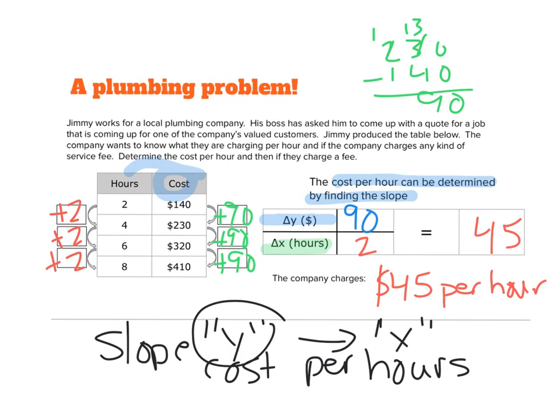So that's step one. Now what we need to determine is, are they charging an additional service fee on top of their hourly charges? And to do that, we need to go find the y-intercept. When we look at the y-intercept, it's going to allow us to determine whether or not there is a service fee, if we need to add on a little bit extra, or if they're deducting something or anything like that.